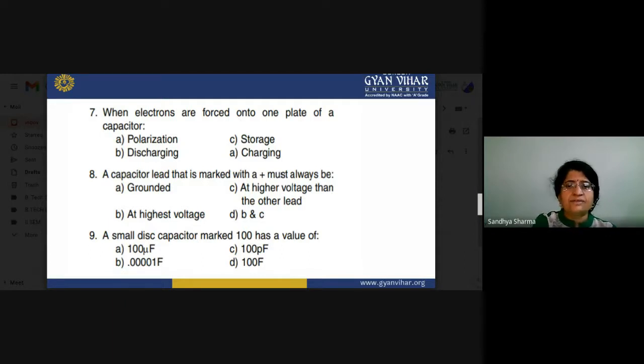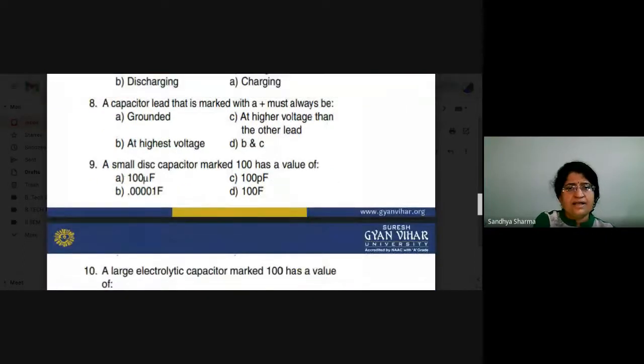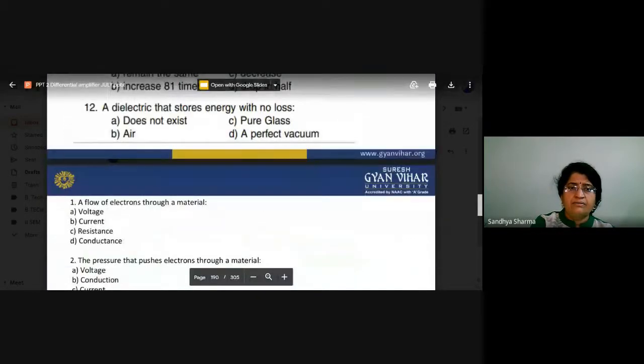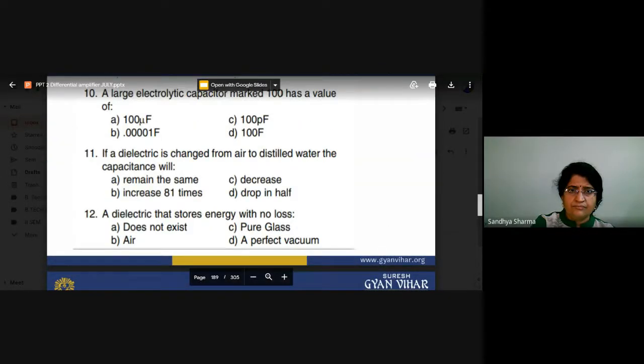A capacitor lead that is marked with plus must always be at a higher voltage than the other one. A small disk capacitor marked 100 has a value; you have to find out that particular method. And a very large electrolytic capacitor marked 100 has a value. So that is equal to 100. What is the role of that? You can directly put it as microfarad.